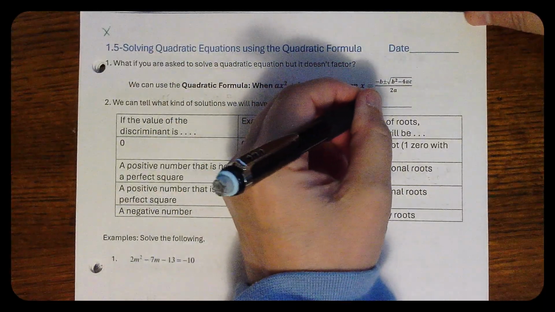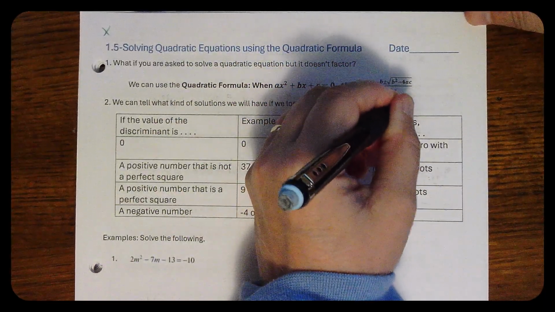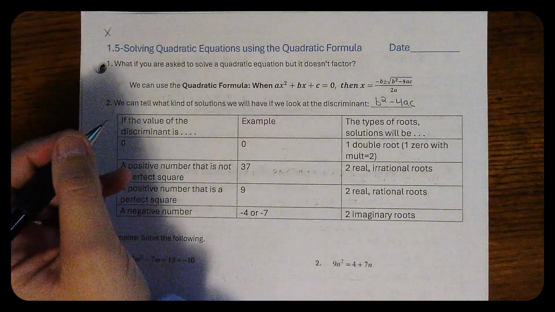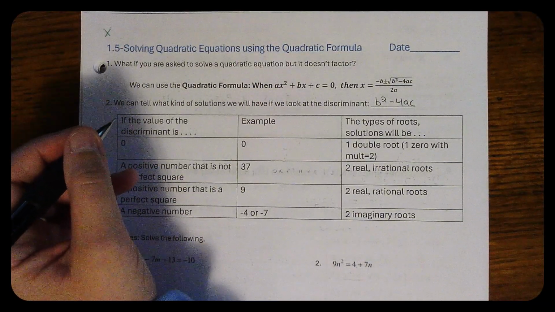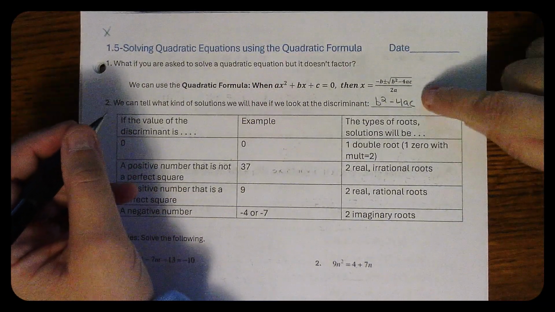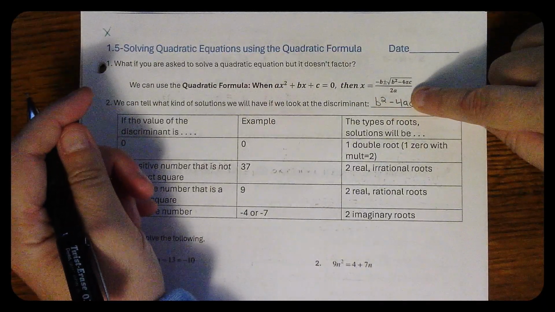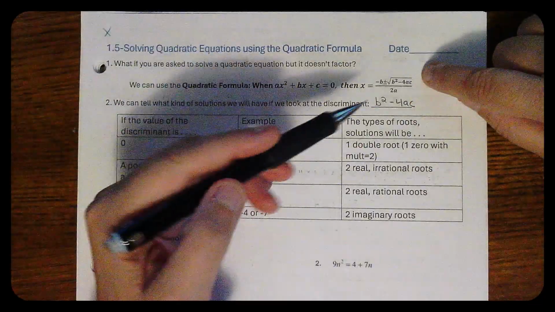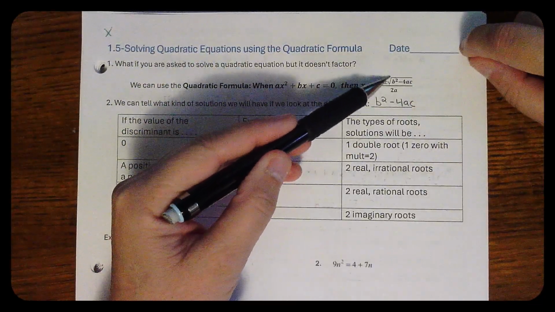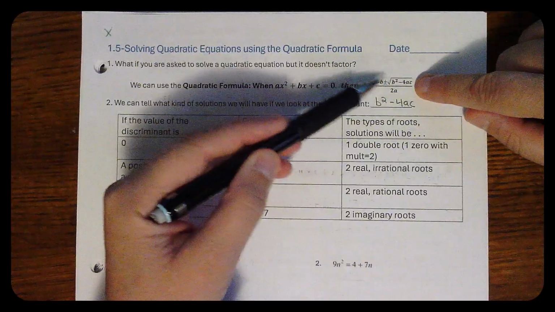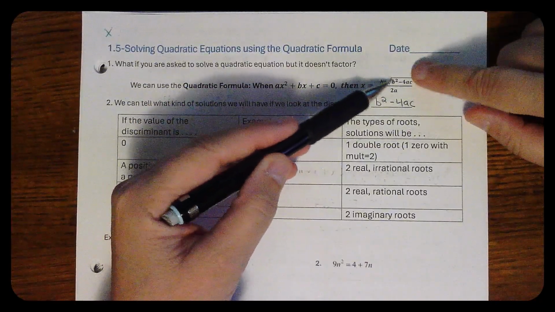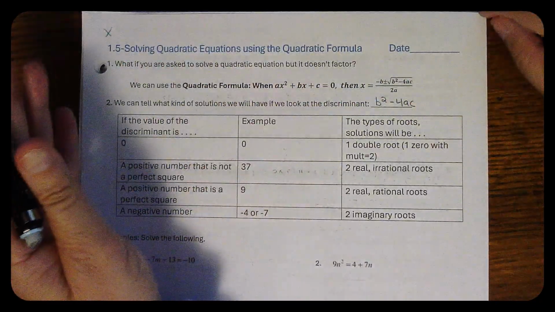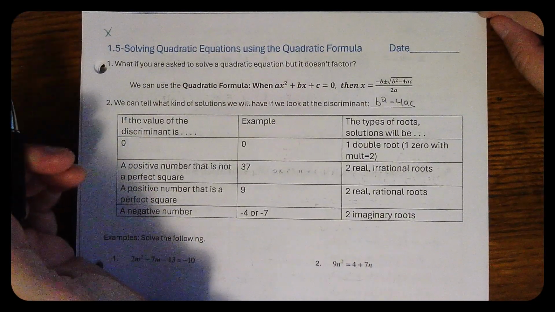Now, the discriminant is the expression underneath the radical, b squared minus 4ac. And the reason that this tells you what the nature of the roots are, or solutions, is because of where it's located. It's underneath the square root, and there's a plus or minus. So that discriminant will tell you everything you need to know about the roots.